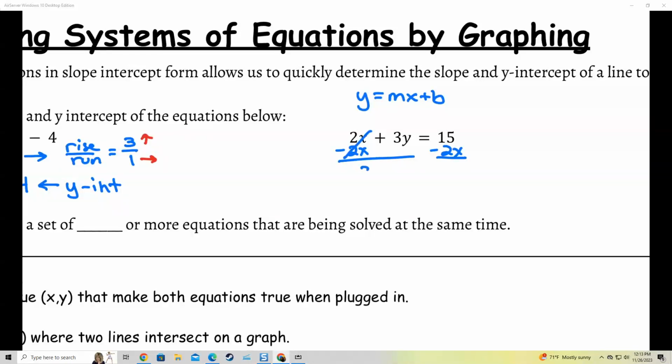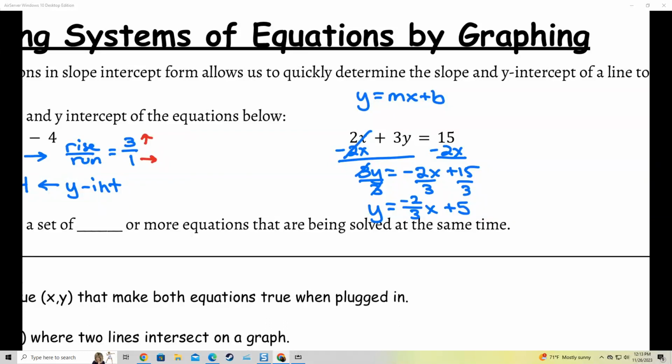These are going to cancel. I'm left with 3y is equal to, I can't combine these, so I'm going to leave this as -2x plus a positive 15. And then everything's going to get divided by 3, so I can isolate that y. Divide by 3, divide by 3, divide by 3. These are going to cancel, and I'm left with y equals, let's leave this as a fraction, -2 over 3x plus, and then 15 divided by 3 is just 5.